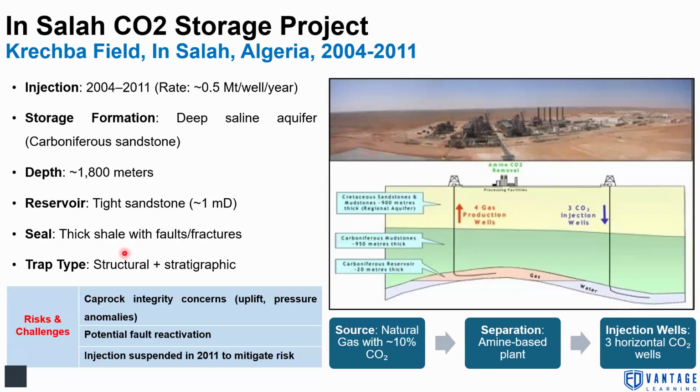So the seal is thick shale with fractures and faults. The risks were cap rock integrity concerns. Your seal is thick shale, but it has faults and fractures, and they may get reactivated due to uplift and pressure anomalies. They also understood that potential fault reactivation may take place. So they suspended the injection in 2011 to mitigate these risks. But with this much rate, they achieved good injection capacity.